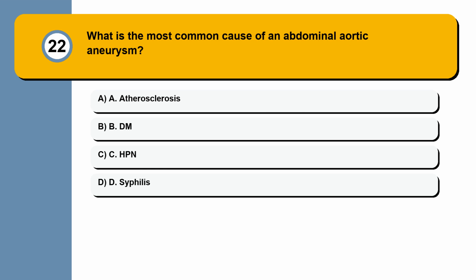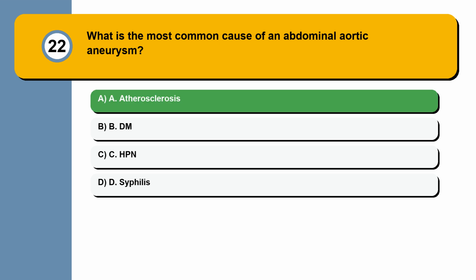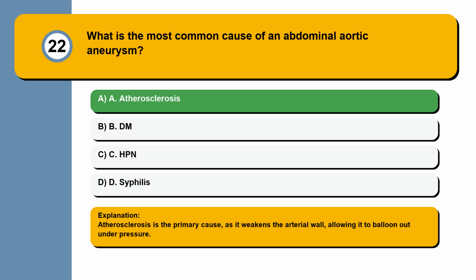Question 22. What is the most common cause of an abdominal aortic aneurysm? A. Atherosclerosis. B. DM. C. HPN. D. Syphilis. Atherosclerosis is the primary cause, as it weakens the arterial wall, allowing it to balloon out under pressure.